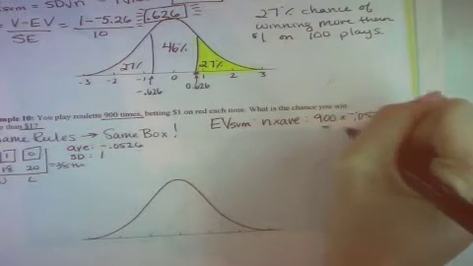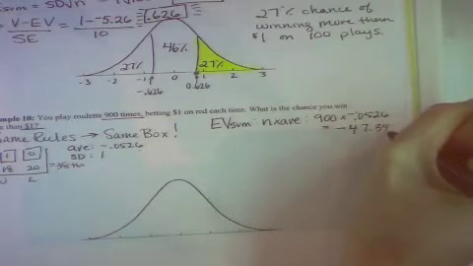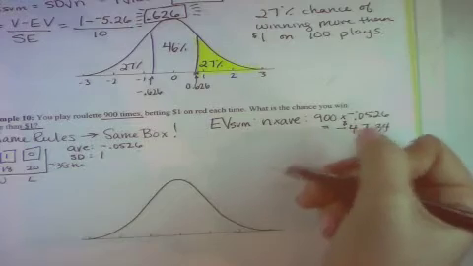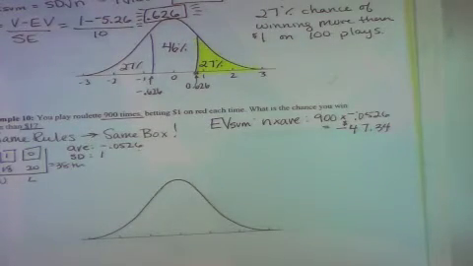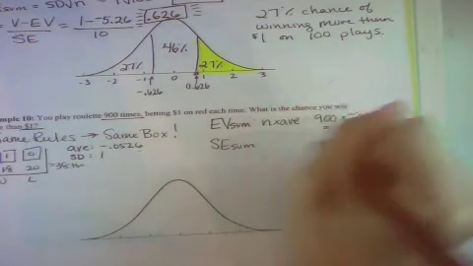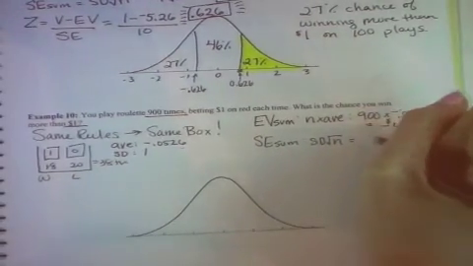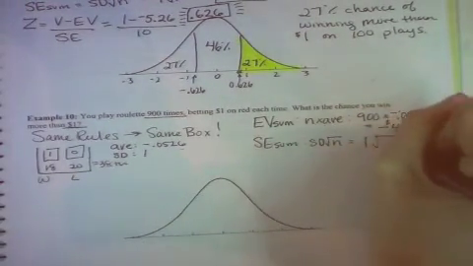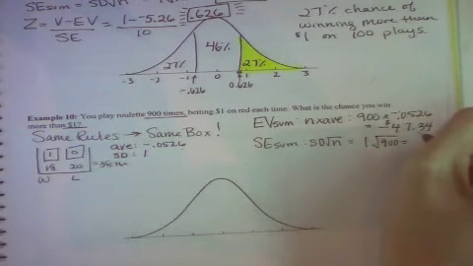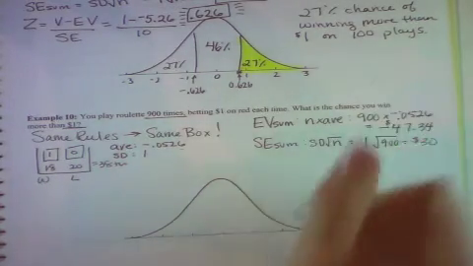Okay, so that is going to get us negative $47.34. So you can expect to be walking away $47.34 poorer after playing 900 times. But let's take a look at that standard error. Standard error of the sum is SD times the square root of n, which gets us 1 times the square root of 900. So 1 times square root of 900 is 30. So we're going to say $30, give or take $30.